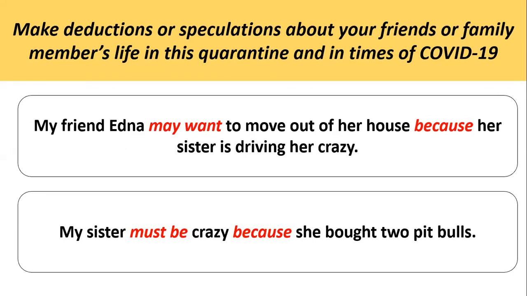What I want you to do is just make one deduction or speculation about someone you know, a family member or friend, but I want you to make the speculation or deduction in the present. Same as before, speaking. I don't want you to write anything. So who would like to share an example?